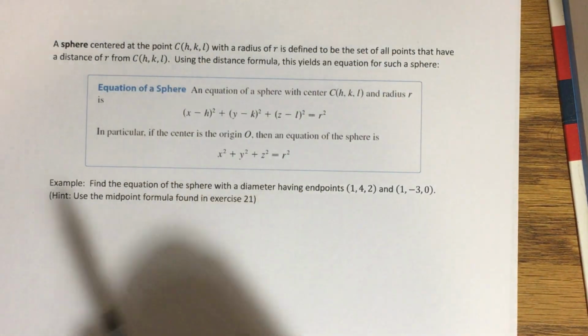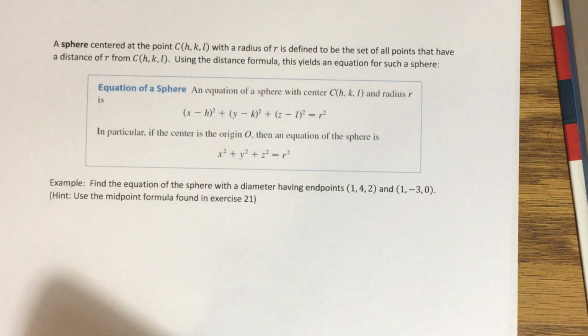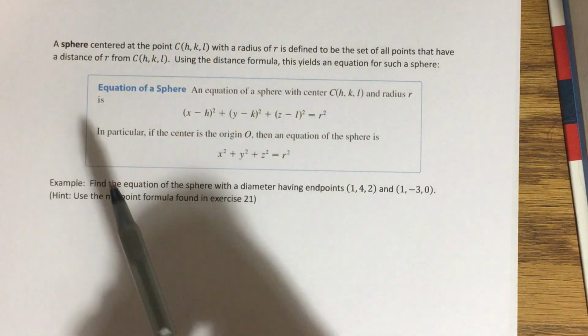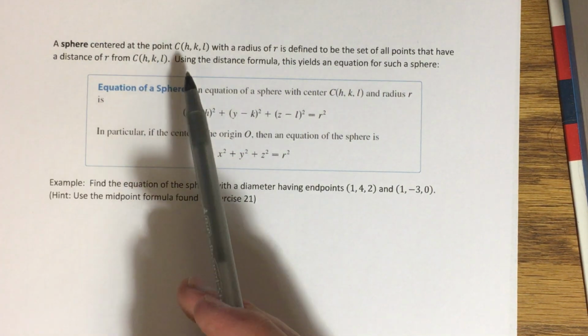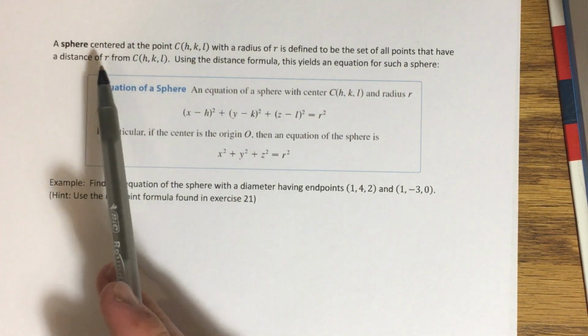And a circle, by definition, is just the set of all points in 2-space that are equidistant from some given point that we call the center of that circle. So the term distance is important there. A sphere is the 3-dimensional analog of a circle. So how do we define a sphere?